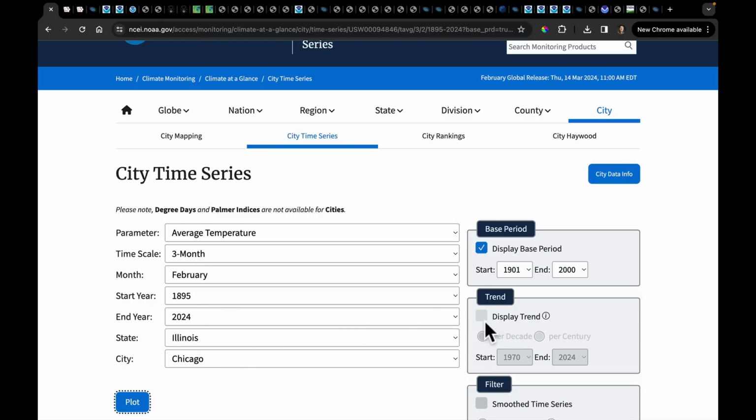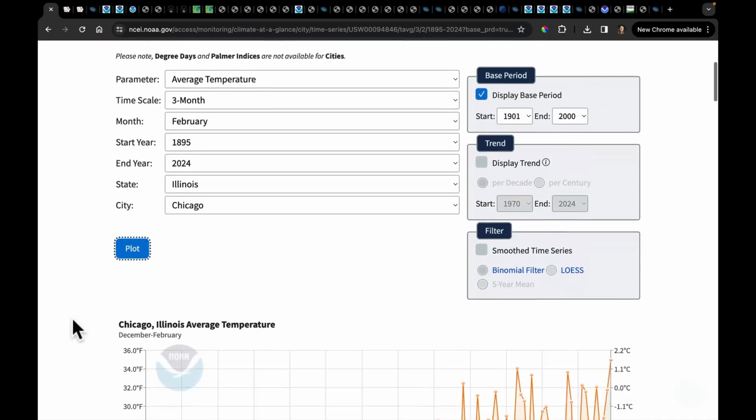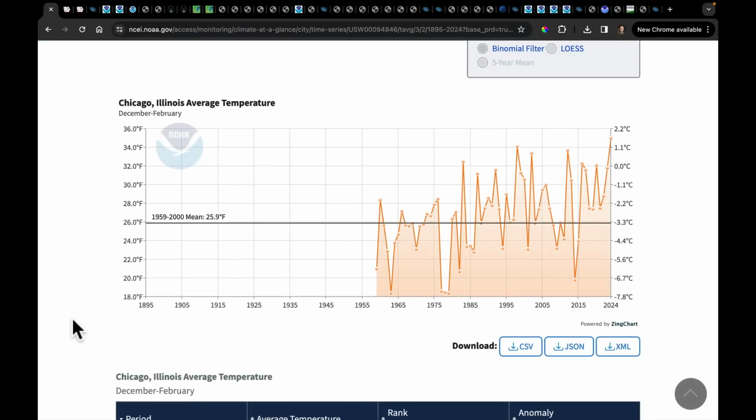Now you can choose trends. You can choose a different base period. It doesn't matter. But when you do this, you just click plot. And then what will happen at the bottom is it'll put the data together for you in this nice little bit of JavaScript. And yeah, so here it is. That was the average winter temperature in Chicago this year, 35 degrees Fahrenheit. Now, the average over the whole time period, which they have data starting in 1959 for this particular data set, is 25.9. So yeah, it was a very, very mild winter.